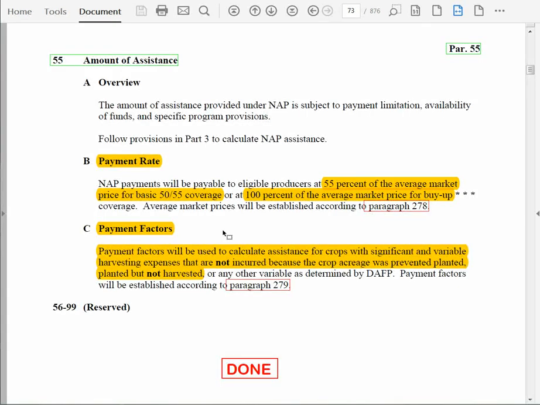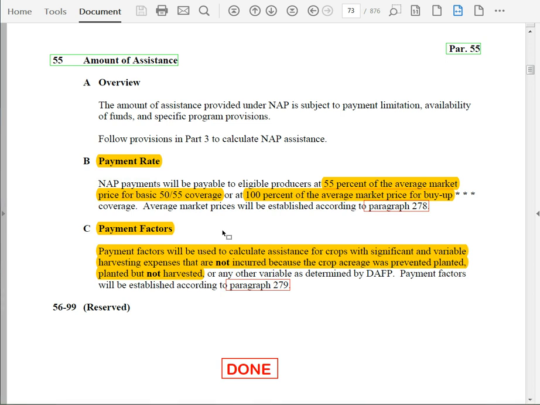We now know which crops can be covered and which are ineligible, as well as the various coverage levels. The next consideration for coverage is the amount of assistance. You'll remember that basic coverage applies to 50% of the expected production and 55% of the average market price. The term payment rate is used to describe that 55% factor. As you see in this paragraph, basic coverage has a payment rate of 55%, while all other levels of buy-up coverage have a 100% payment rate.